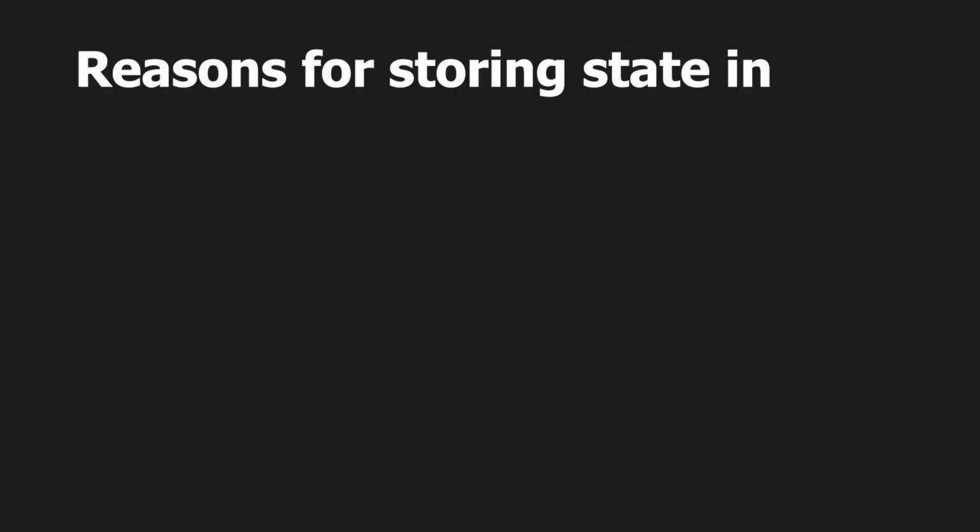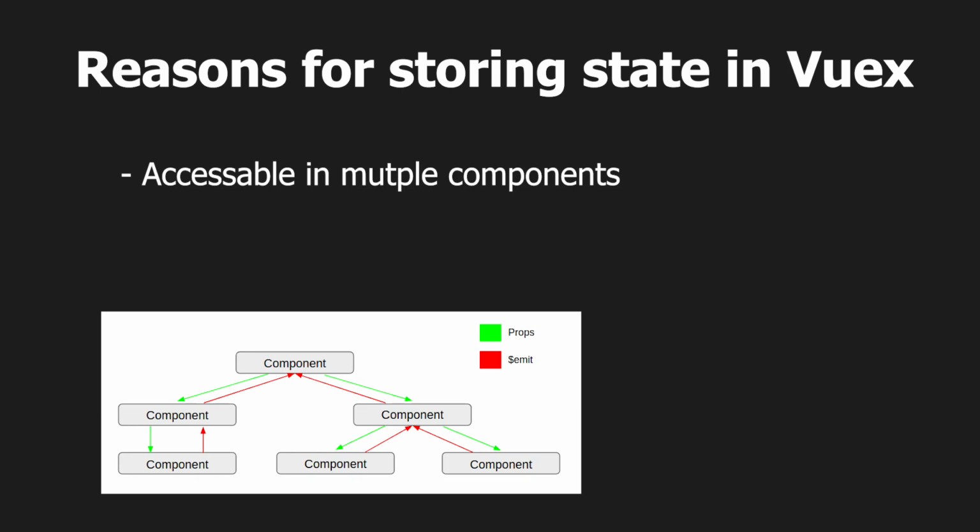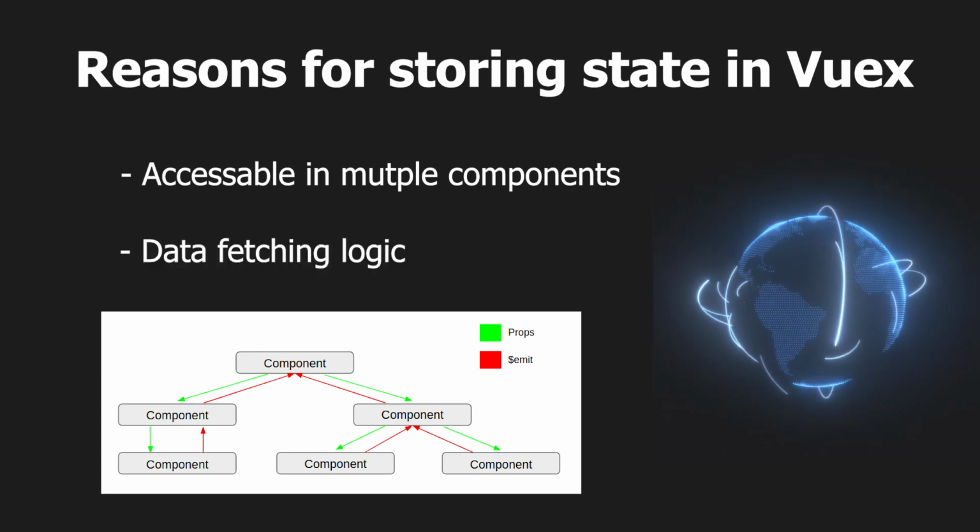Let's start by looking at the reason for storing state in Vuex. The number one use case for storing data in a centralized store like Vuex is because the data must be accessible in multiple places of your application. Another reason for using Vuex is for data fetching logic.